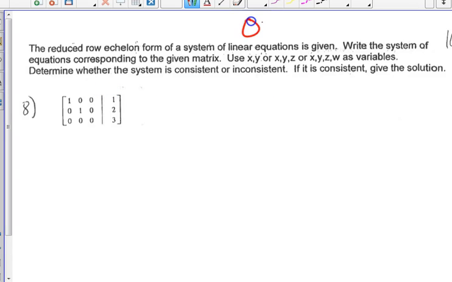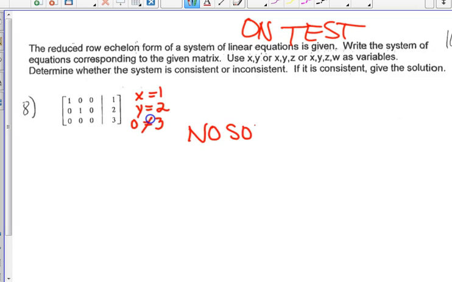All right, guys. This is on the test. But some of these are tricky, so I'm going to cut a couple off and replace them with something. But I want to practice this. It's important. This first line would say x equals 1. The second line would say y equals 2. But the third line says 0 equals 3, which is something like a big no solution. And that's all you have to do when you have a line that has 0, 0, 0 equals something else. It's no solution.